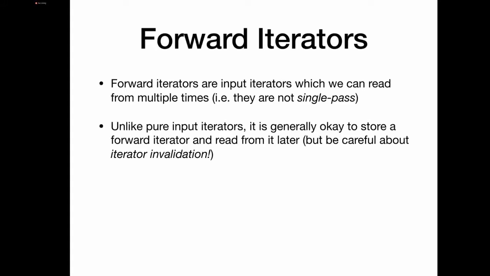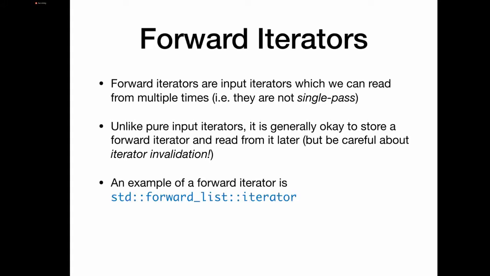So forward iterators have almost exactly the same requirements as input iterators, except we can read from them multiple times. With pure input iterators, if you store an iterator, do something, and then later try and read the value from that iterator, you're going to get in trouble because the underlying container might have changed. With forward iterators, you can generally store the forward iterator or return it from a function, and absent iterator invalidation because of the underlying container changing, it's okay to then read that forward iterator again.